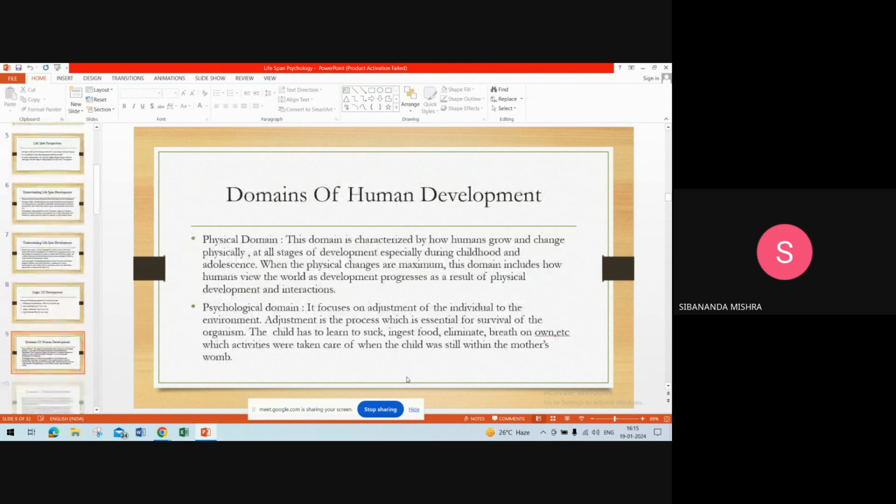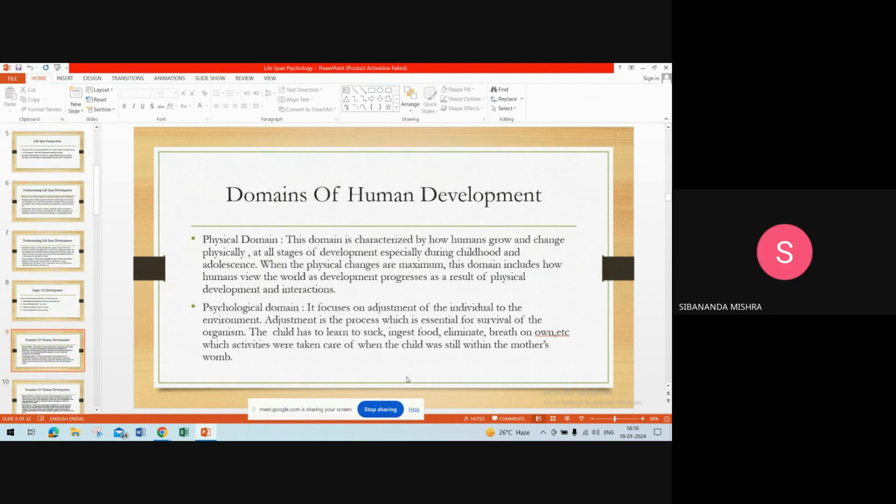Next is domains of human development. Domains means different aspects of human development. First is the physical domain. The physical domain is characterized by how humans grow and change physically at all stages of development, especially during childhood and adolescence, when the physical changes are maximum. The domain includes how humans view the world as development progresses as a result of physical development and interaction. Okay.